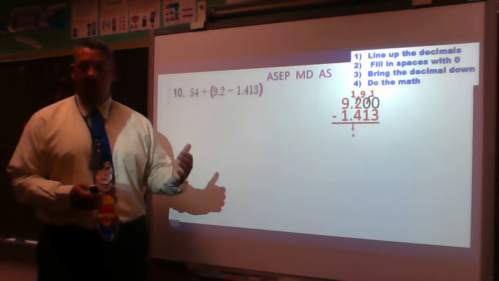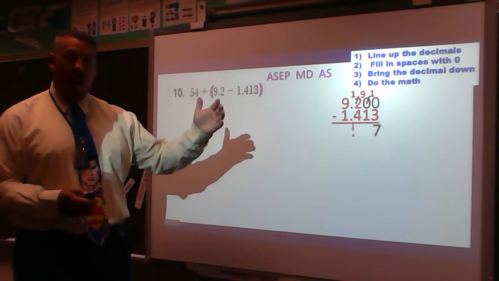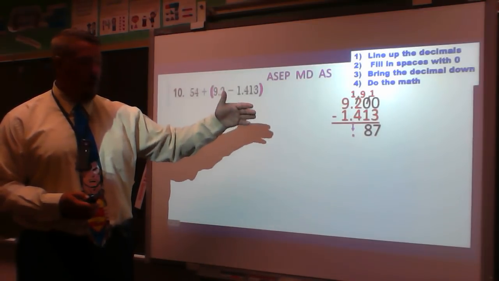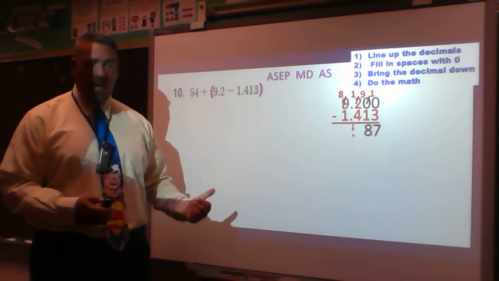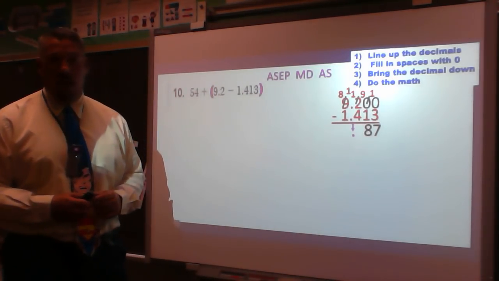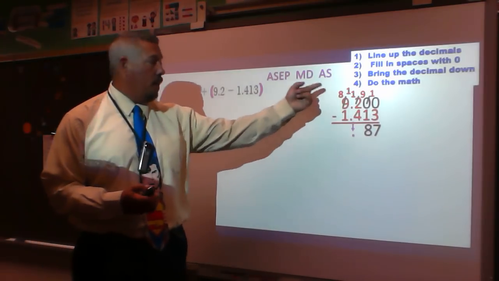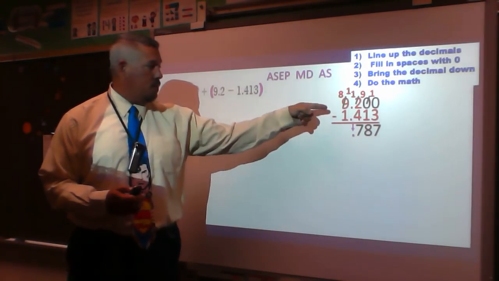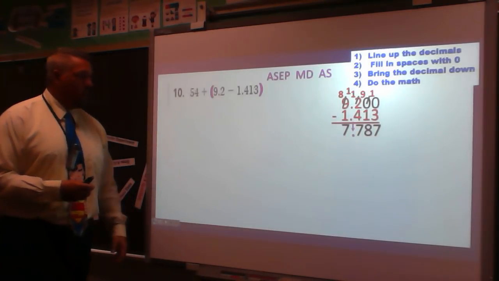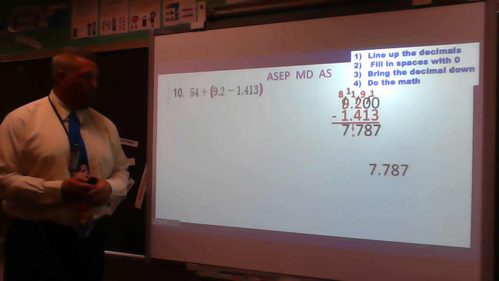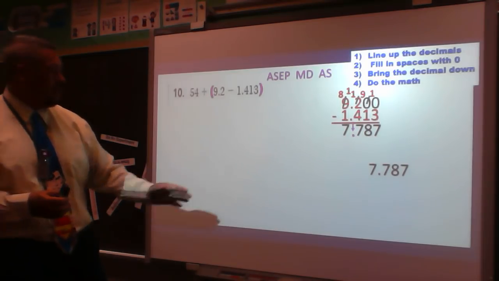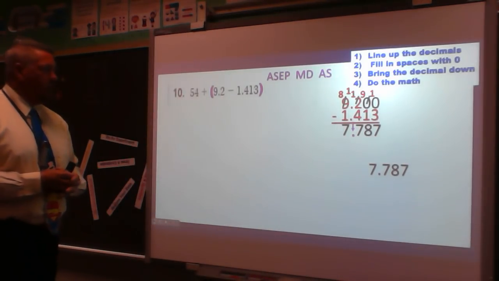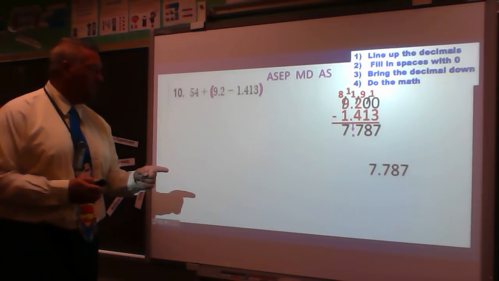So subtracting, 10 minus 3 gives me 7, 9 minus 1 gives me 8, and then 1 minus 4 I can't do. Once again, I got to borrow. So my 9 becomes 8, and then my 1 goes with that other 1, so I have 11 now. And 11 minus 4 is 7, where 8 minus 1 is 7. So my final answer becomes 7.787. 7 and, there we go, 7 and 787 thousandths. Sorry, I lost my train of thought there for just a second.